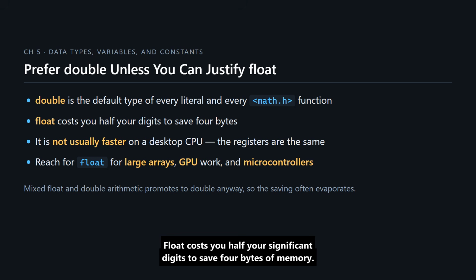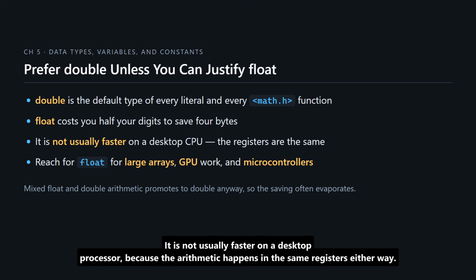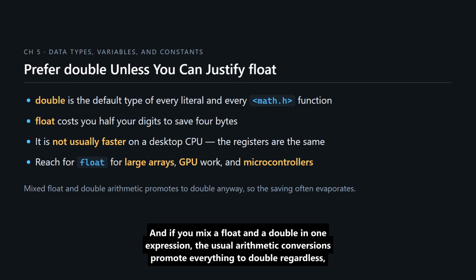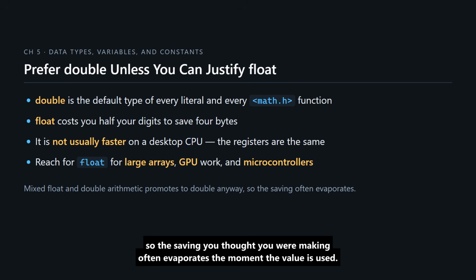Float costs you half your significant digits to save 4 bytes of memory. It is not usually faster on a desktop processor because the arithmetic happens in the same registers either way, and if you mix a float and a double in one expression, the usual arithmetic conversions promote everything to double regardless. So the saving you thought you were making often evaporates the moment the value is used.